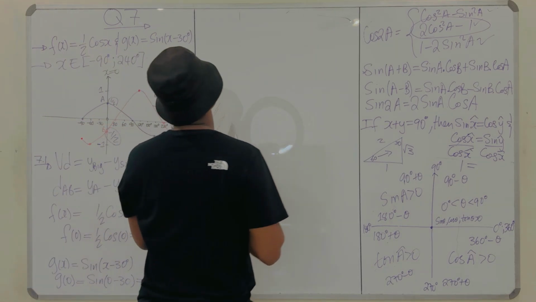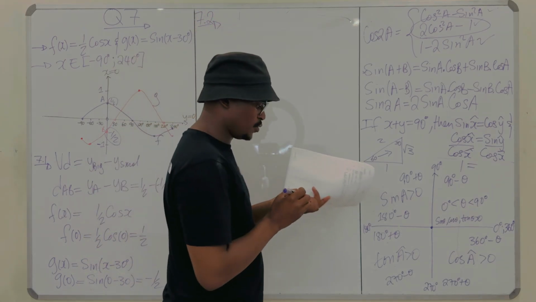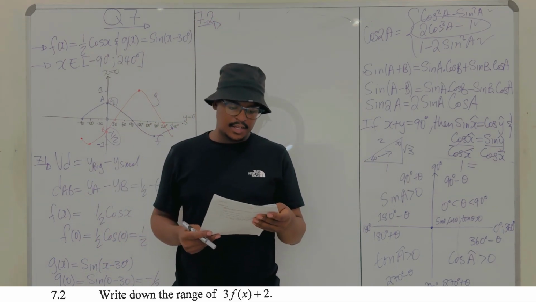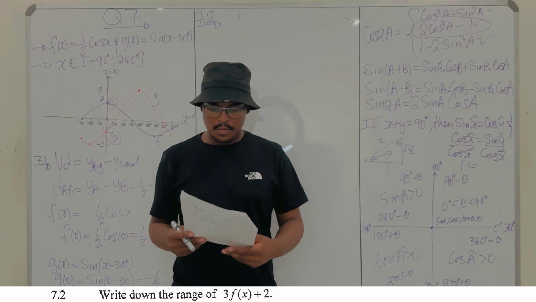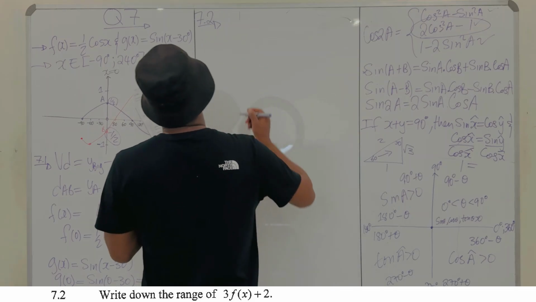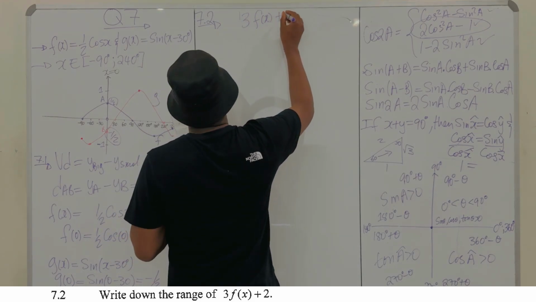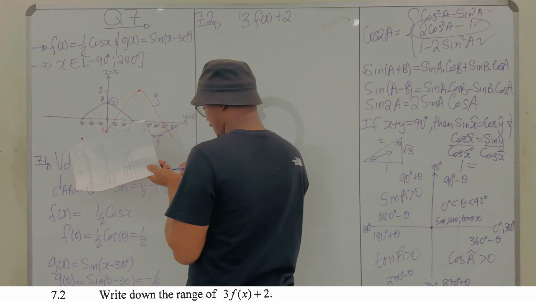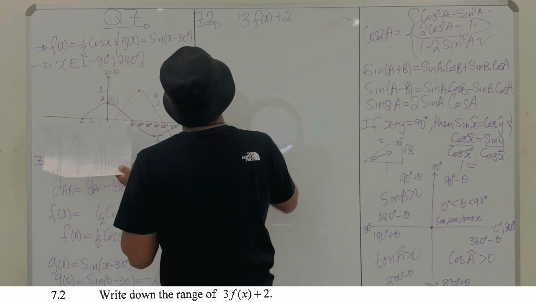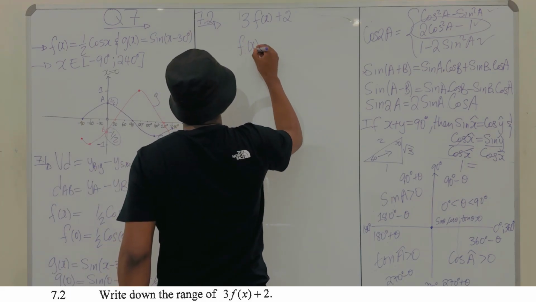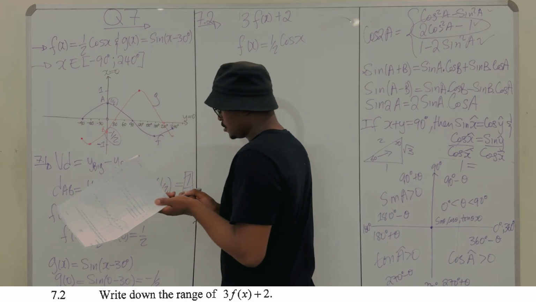We're going to go to 7.2. So what are they saying in 7.2? At 7.2, they're saying, write down the range of 3 times f of x plus 2. So they want us to find the range of 3 times f of x plus 2. No problem. What is f of x? F of x is this function over here. So f of x is equal to half the cosine of x, right?